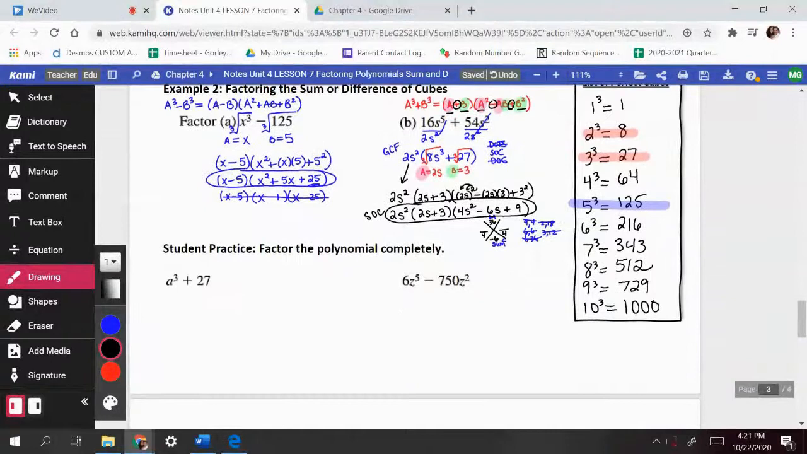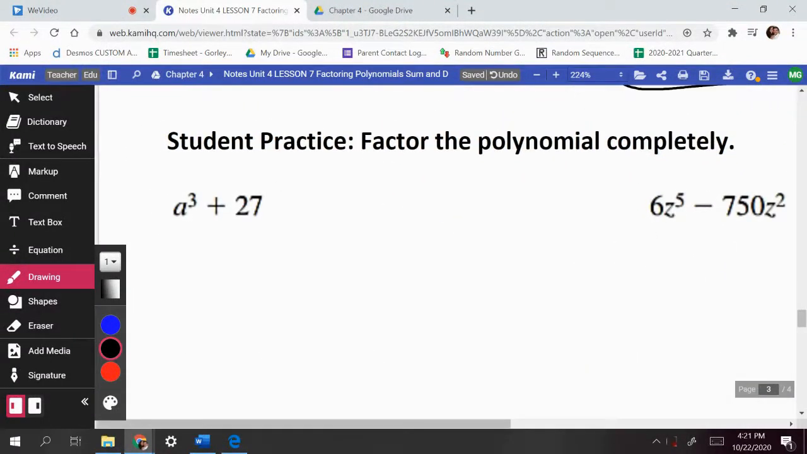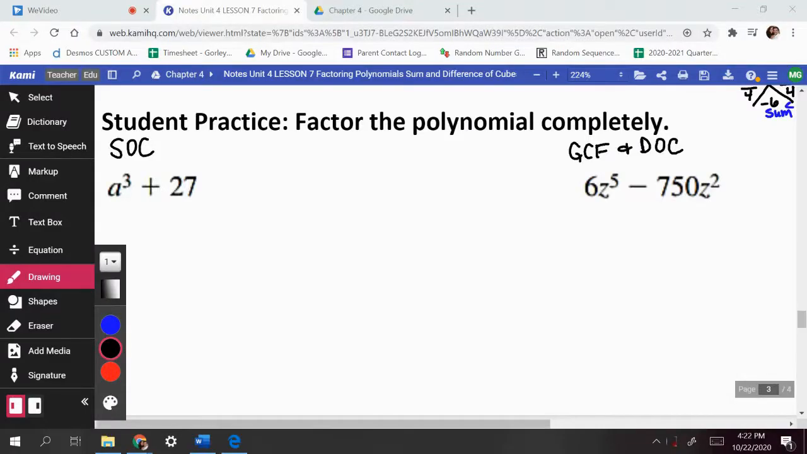Okay, student practice, factor the polynomial completely. So here we're going to use sum of cubes. And over here, it looks like we're going to use GCF and difference of cubes. So pause the video and see if you can do those on your own. I go through these pretty quickly.